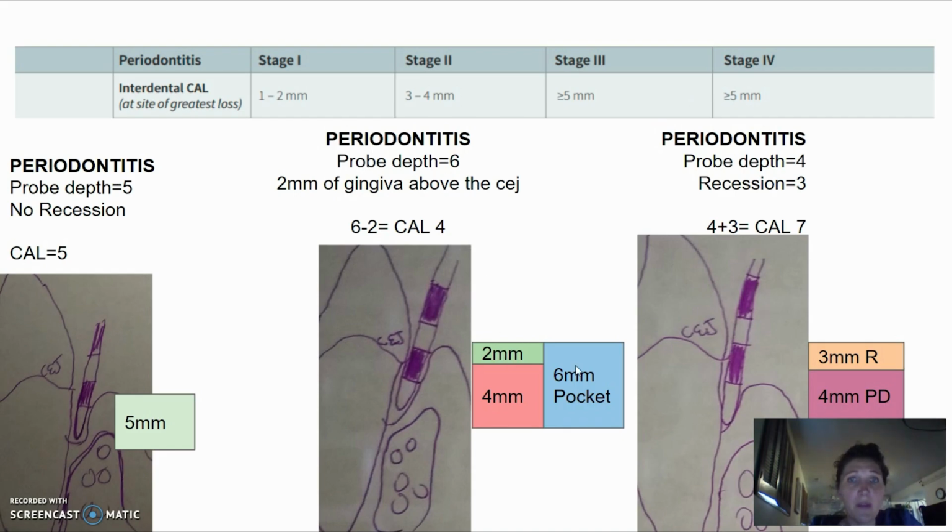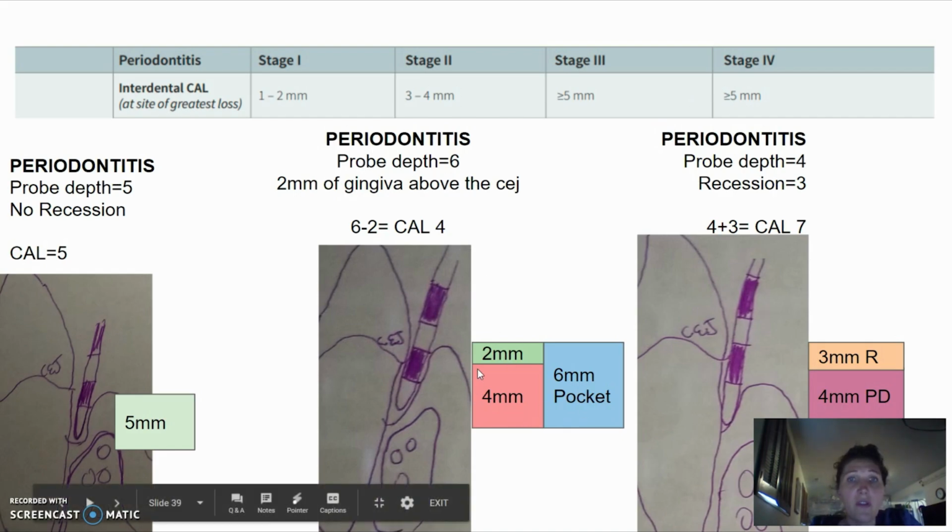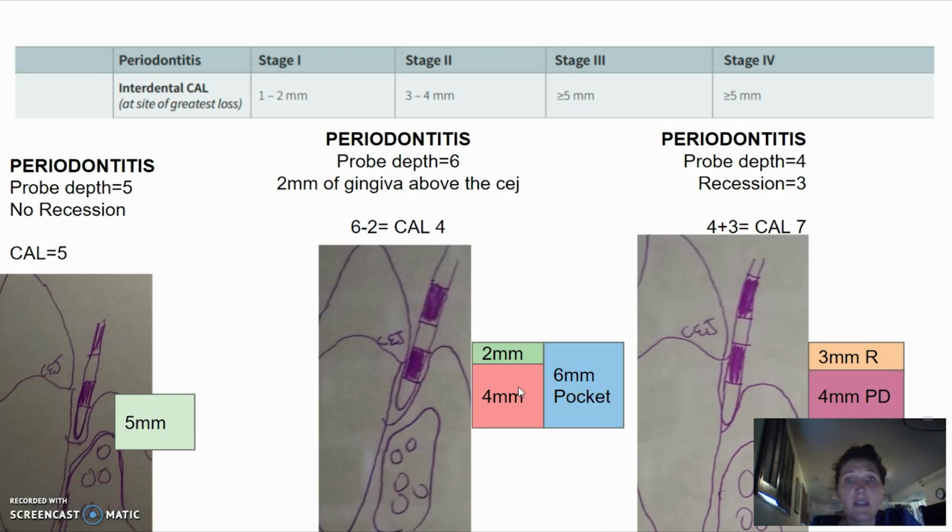Then, let's do another example here. If we have a probe depth of 6 total, and then we find that the gingival margin is 2 millimeters above the CEJ, 6 minus 2 is 4. So we have a clinical attachment level of 4. If it's just that one tooth in the mouth, we're saying localized stage 2. If we find that on 8 or more teeth in the mouth, generalized stage 2 is what we'd put.